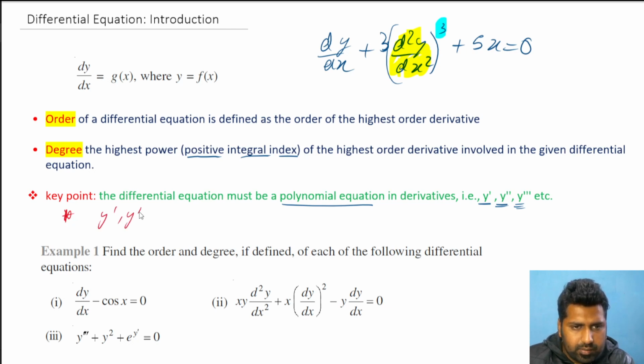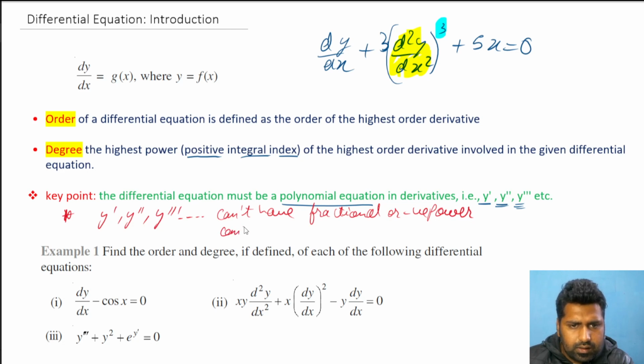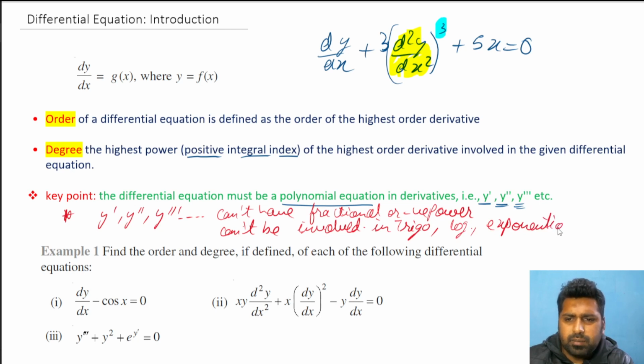Y dash, y double dash, y triple dash, and so on, can't have fractional or negative power. They can't be involved in trigo, log, exponential, or any kind of function. They should be independently present. They cannot be inside log. Okay.